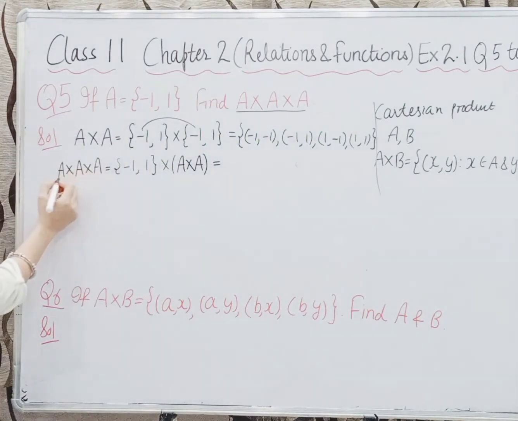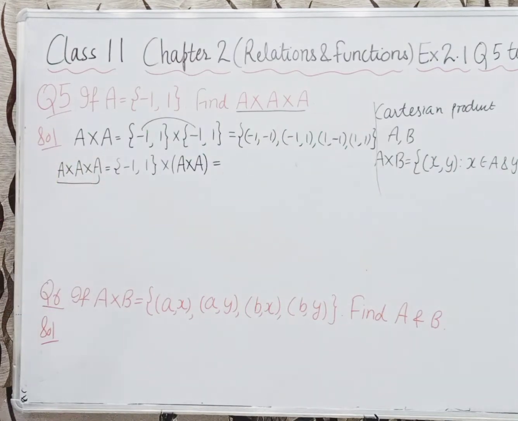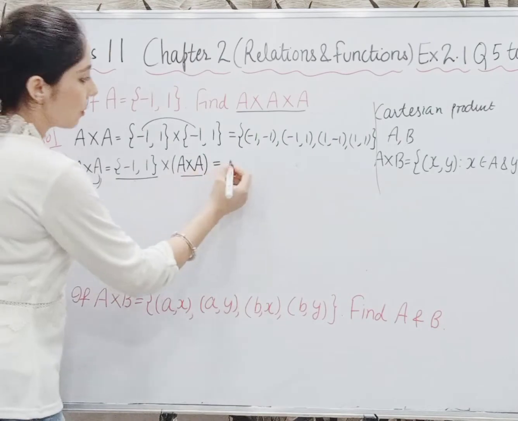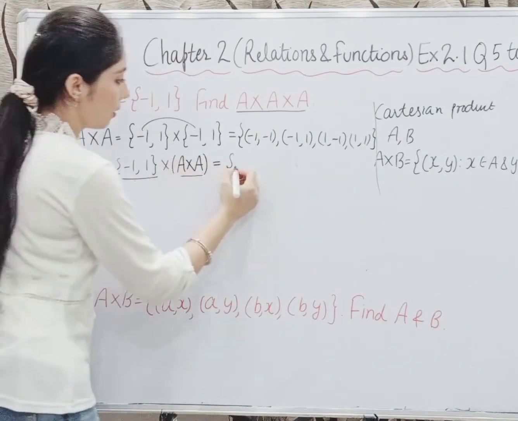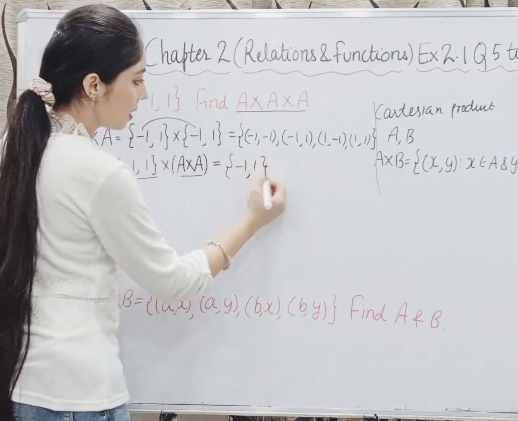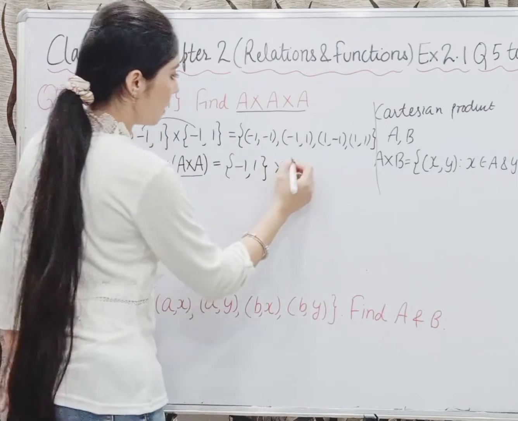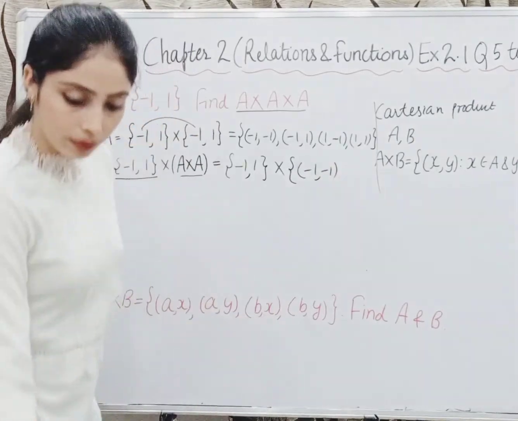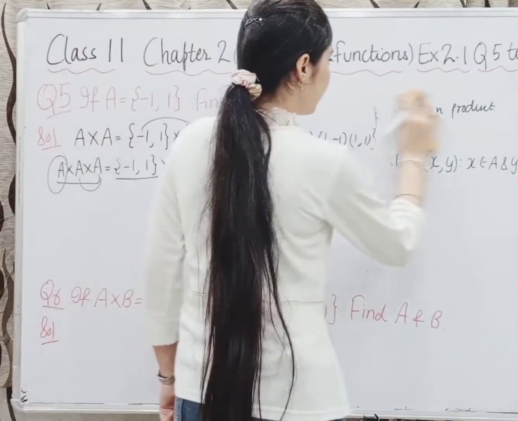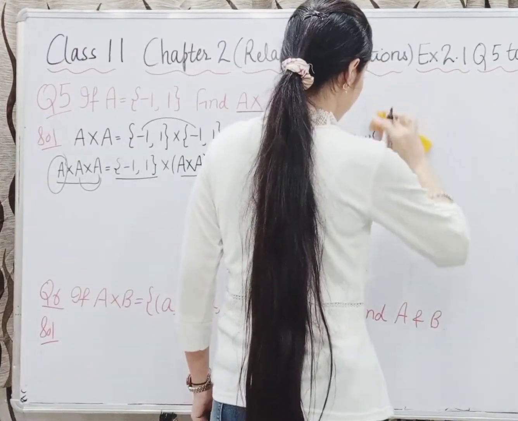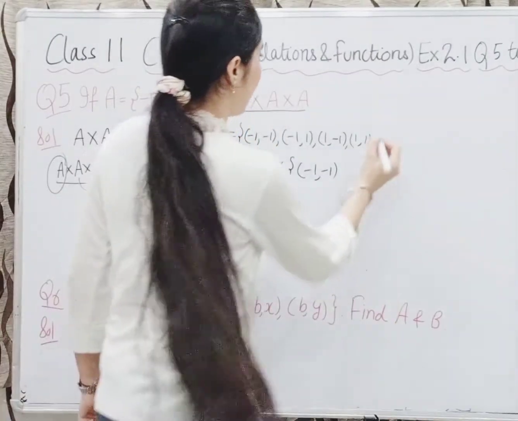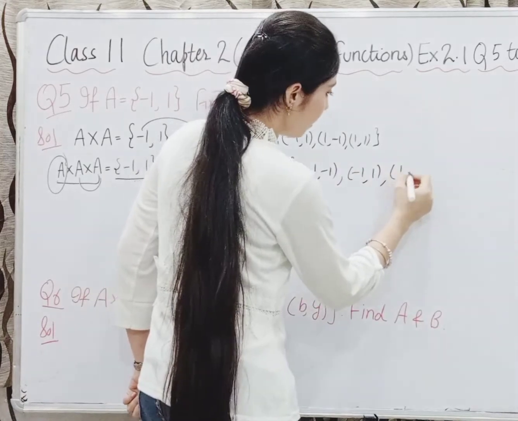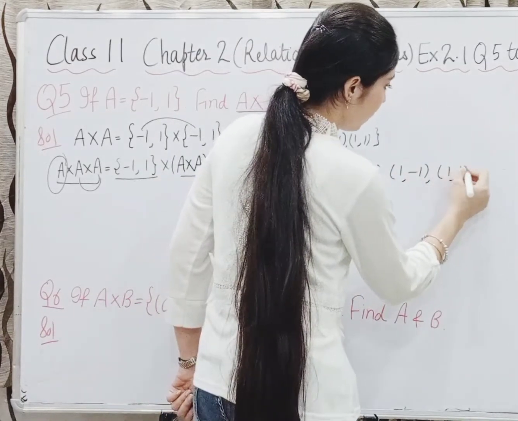Okay, now what about 3 times? First of all, we will write A as this and we will write the product A cross A. We have to find the Cartesian product of this with this: (-1, -1), (-1, 1), (1, -1), (1, 1).